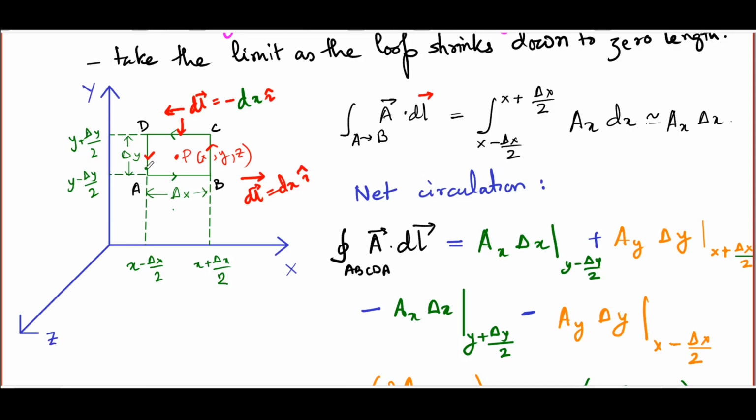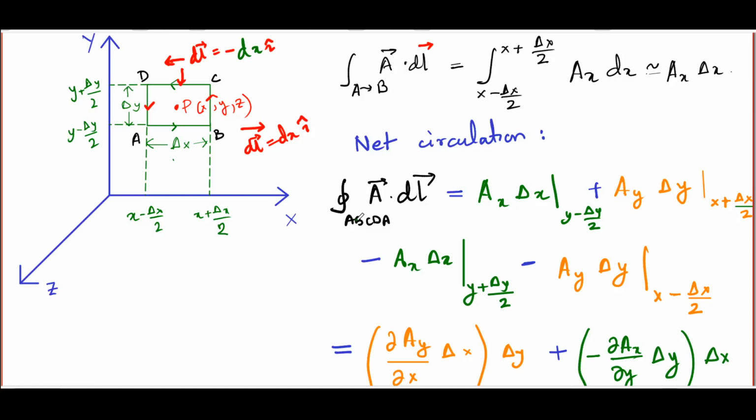But putting all of them together, it's pretty easy to see that the line integral of A dot dl over this entire loop, a, b, c, d, back to a, is actually going to have four pieces: ax delta x, as we have seen from this, minus ax delta x from this, plus ay delta y from this, and minus ay delta y from this. Of course, despite the fact that you have two ax delta x's with opposite signs and two ay delta y's with opposite signs, you don't really end up with zero because the two ax delta x's are being evaluated at different positions. The plus ax delta x is evaluated where y is y minus delta y by 2.